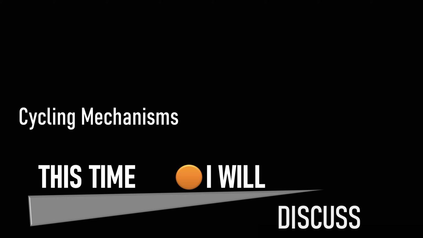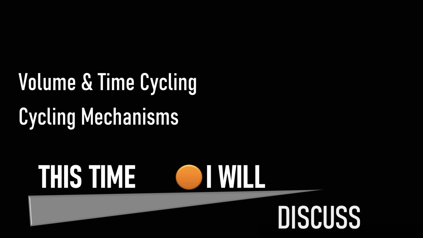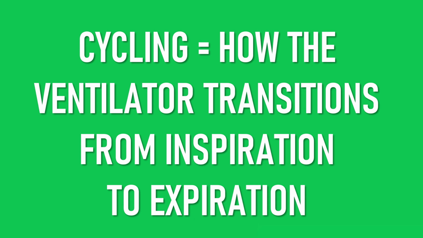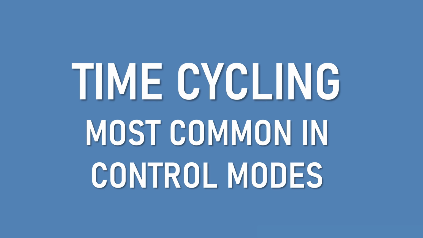And cycling is how the ventilator cycles from inspiration to expiration. In other words, how the ventilator knows that it's time to end a breath. And we're going to look at volume and time cycling and then flow cycling. I will mention pressure cycling just briefly in this tutorial as well. Again, cycling is how the ventilator transitions from inspiration to expiration. And be aware that most of the time that we have patients on controlled mechanical ventilation, we're using time cycling.